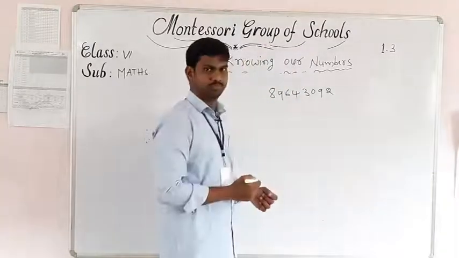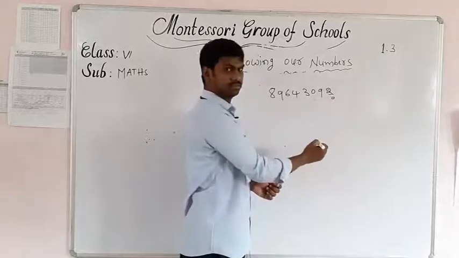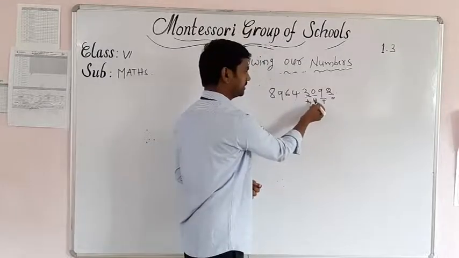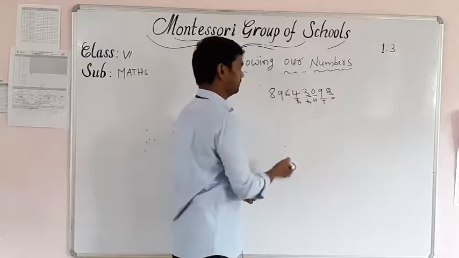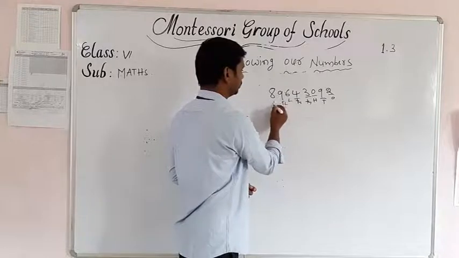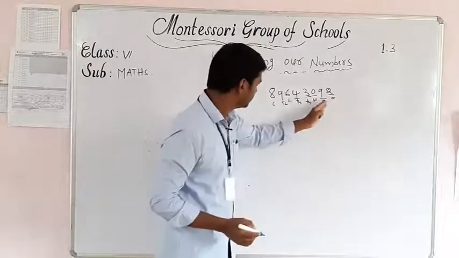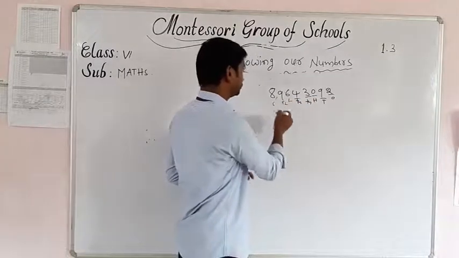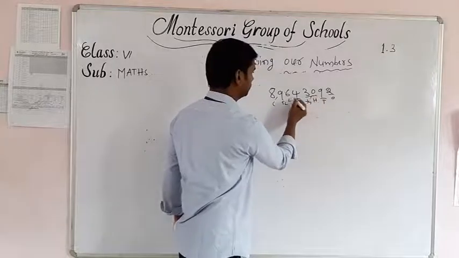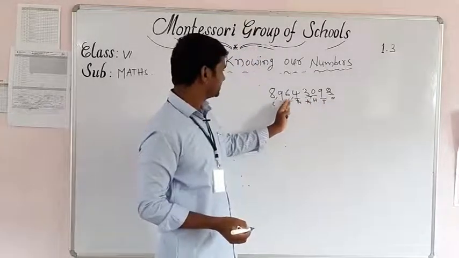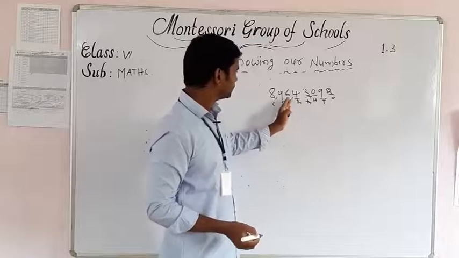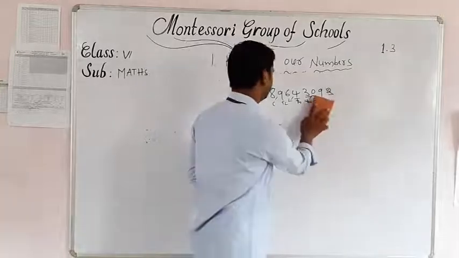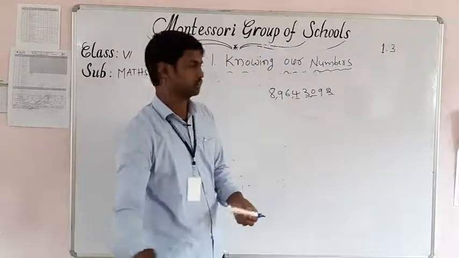The Indian system we know. Place values are ones, tens, hundreds, thousands, ten thousands, lakhs, ten lakhs, crores. Use commas: first comma, second comma. So 8 crores, 96 lakhs, 43,092. That is the Indian system.